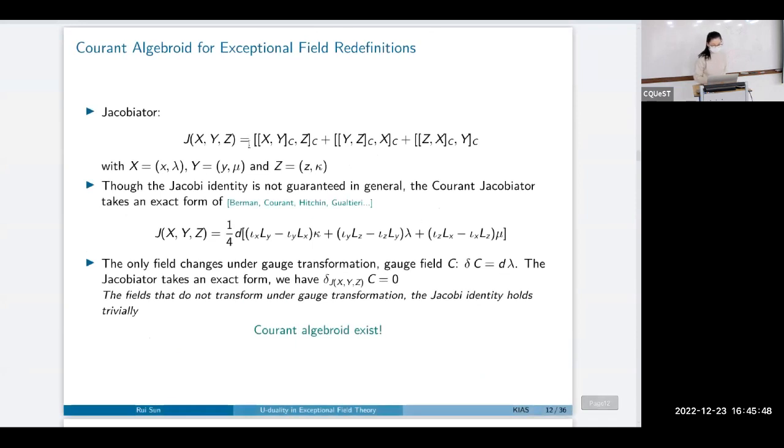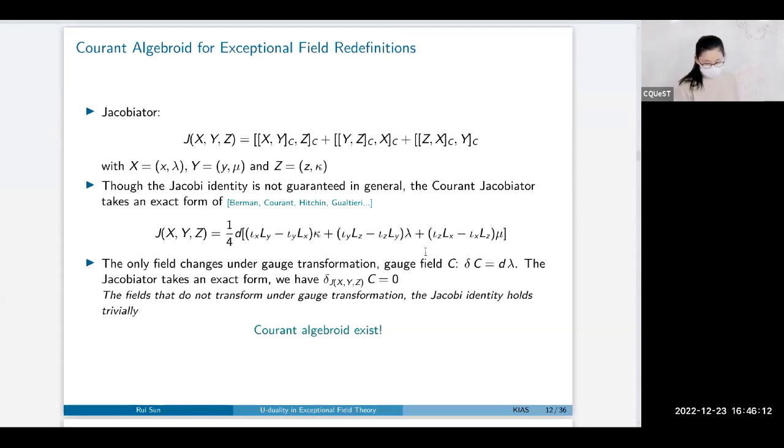So another thing we need to check to define a Courant algebroid is the Jacobi term. And the Jacobi term is defined like this. If you compute this, the Jacobi identity is not guaranteed automatically, but with a result like this.